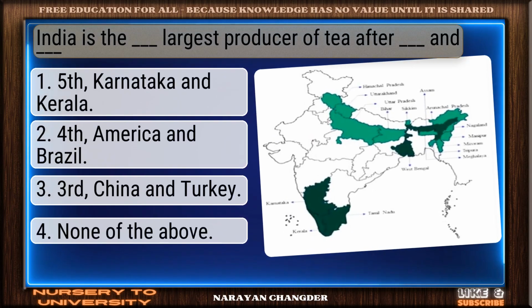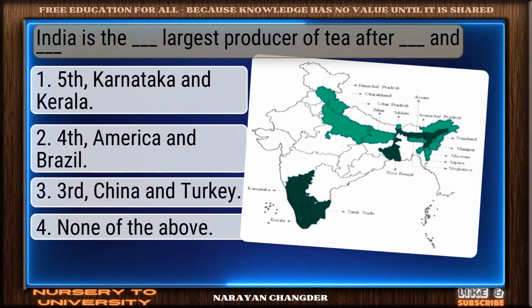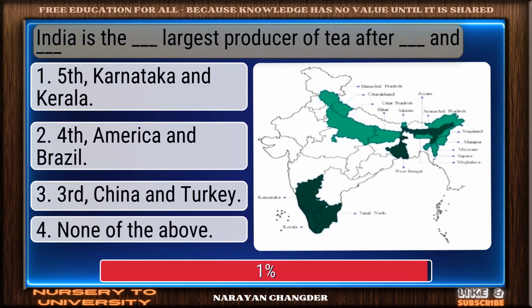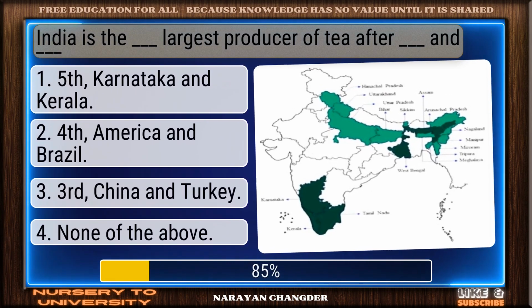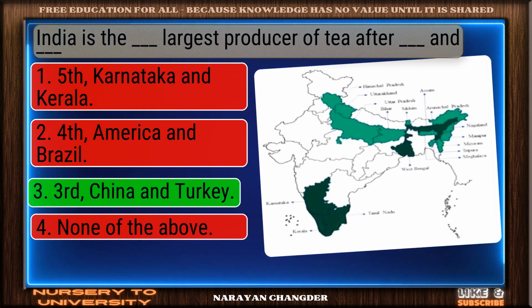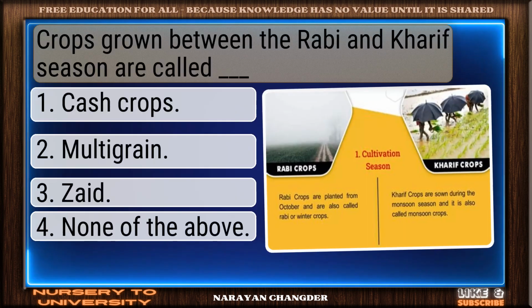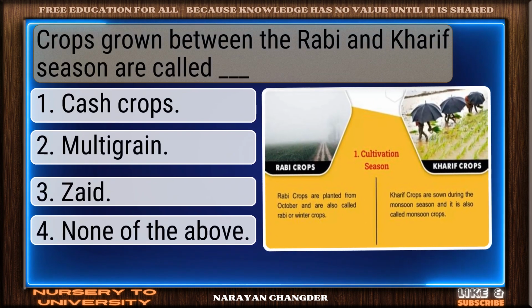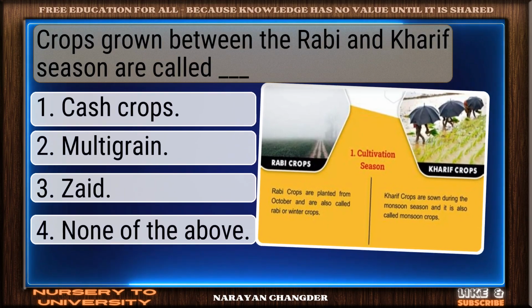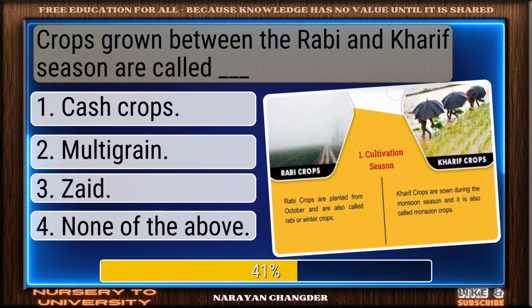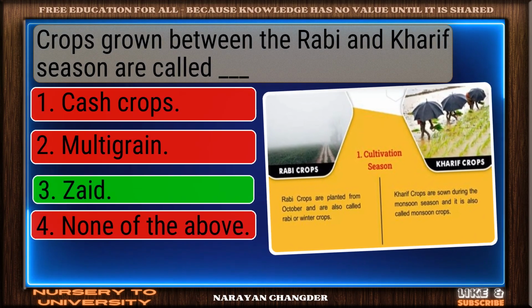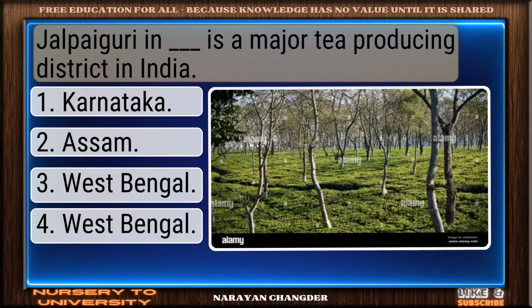India is the dash largest producer of tea after dash 1 and dash. Well picked. Third, China and Turkey is correct. Crops grown between the Rabi and Kharif season are called dash. Well picked. Zaid is correct.